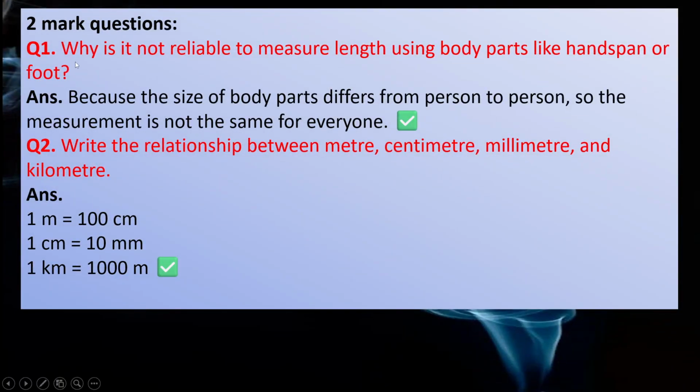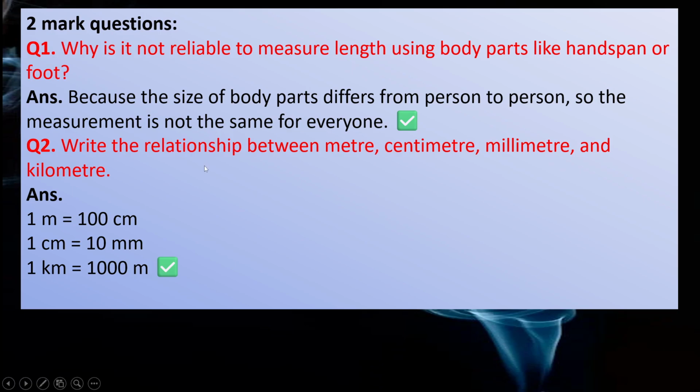2 mark questions. Question number 1. Why is it not reliable to measure length using body parts like handspan or foot? Answer: because the size of the body parts differs from person to person, so the measurement is not the same for everyone.